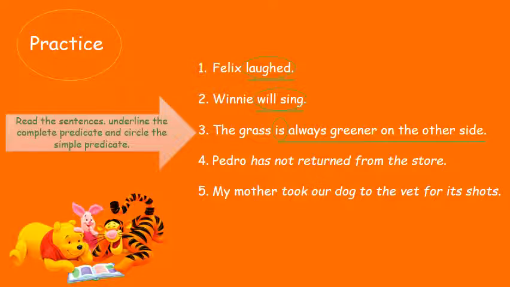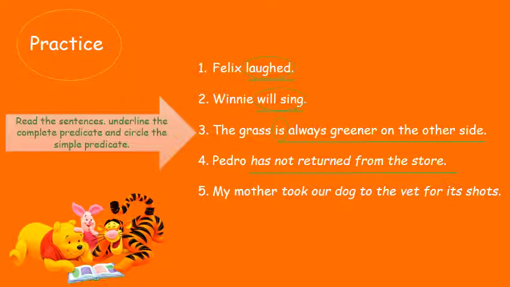Number 4, Pedro has not returned from the store. Who am I talking about? I'm talking about Pedro. So Pedro is the subject. Leave the subject alone. Where is the predicate? Has not returned from the store. The complete predicate is "has not returned from the store."